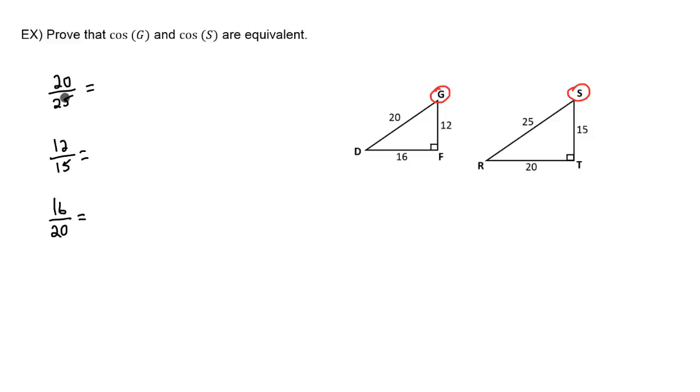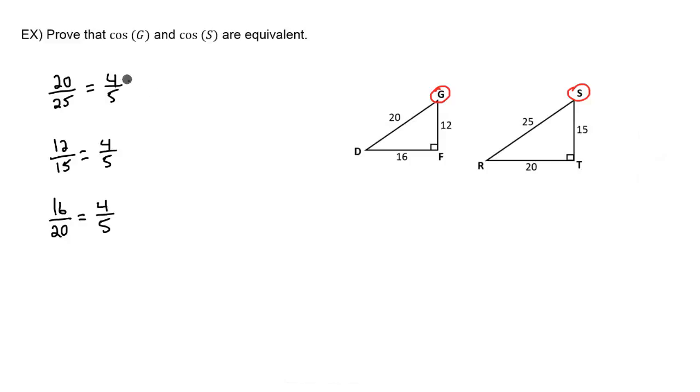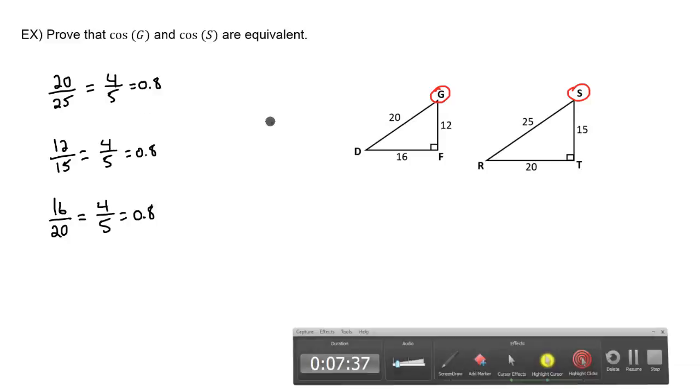So I know that a 5 divides into both 20 and 25. So 20 divided by 5 is 4, and 25 divided by 5 is 5. So that reduces to 4/5. I know that 3 goes into both of these, so 12 divided by 3 is 4, and 15 divided by 3 is 5. And then I know that a 4 goes into both of these, so 16 divided by 4 is 4, and 20 divided by 4 is 5. So it looks like all these ratios simplify to 4/5. You could also convert that into a decimal if you wanted to. And if you do that, you're going to get all of them equaling 0.8.